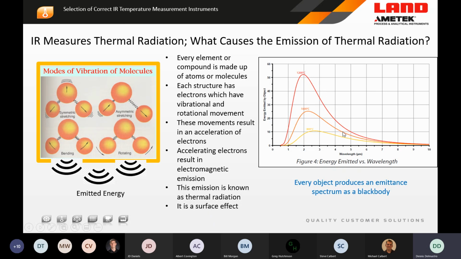Over on the right here, this is an emittance spectrum. If you've ever looked at anything dealing with thermal radiation on the internet, you'll see hundreds of these, but by and large, they tend to be similar in nature. Every object that's emitting thermal energy will emit energy versus wavelength, and depending on the temperature of that object, it will emit different levels of energy. So it's good to keep in mind that all energy is emitted at certain wavelengths.